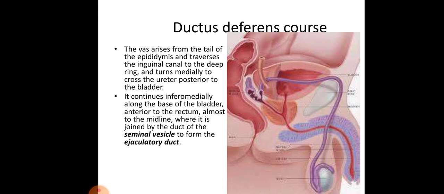Now vas deferens arises from the tail again. Here we can see the origin and the termination of the vas deferens. It continues infero-medially along the base of the bladder and anterior to the rectum, almost to the midline, where it joins the duct of the seminal vesicle to form the ejaculatory duct.